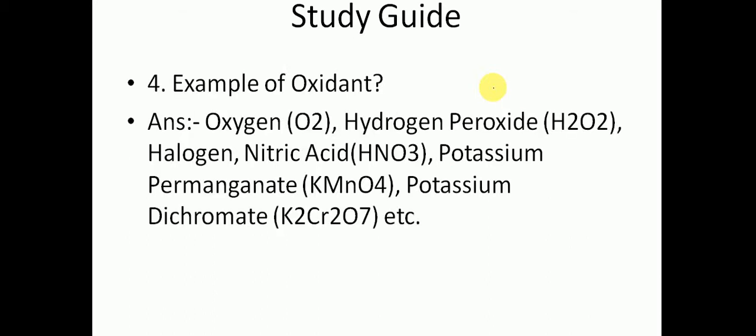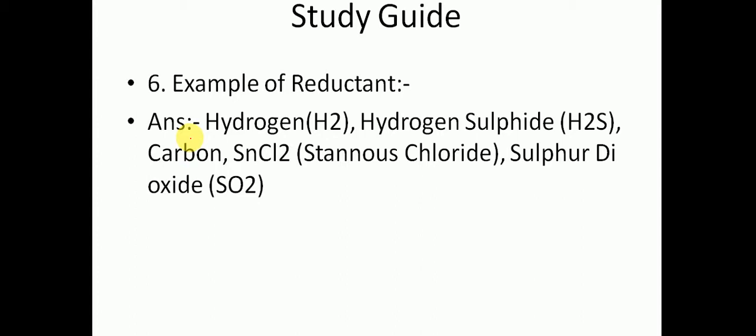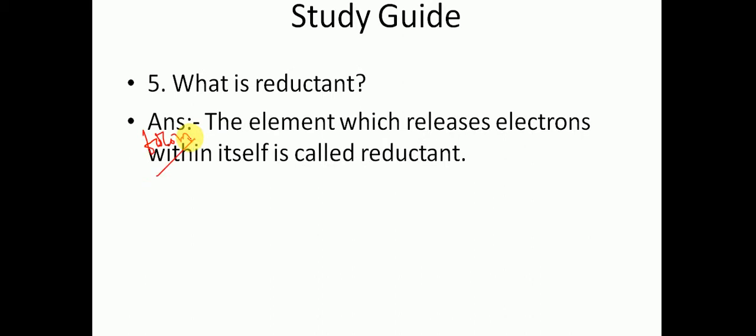Now, what is a reductant? The element which releases electrons from itself is called a reductant. What are the examples of reductants? Hydrogen, hydrogen sulphide, carbon, stannous chloride SnCl2, sulfur dioxide SO2. They are all reductants because they release electrons from themselves. They are electron donors, so they are called reductants.